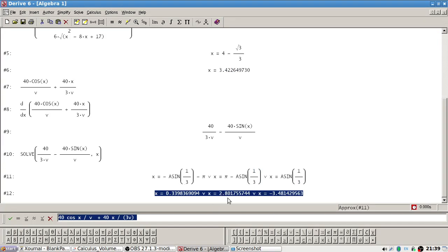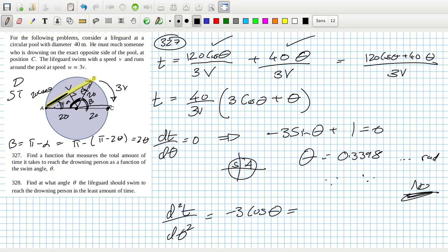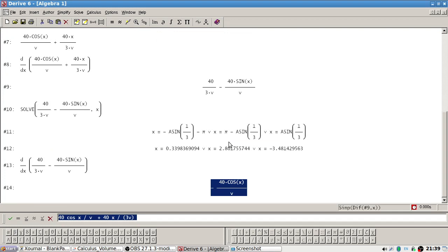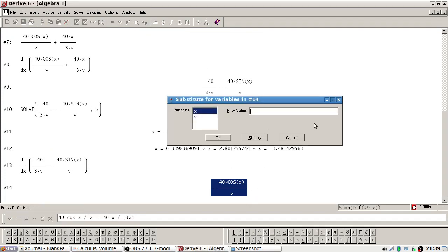That was our second answer. That seems far too big and we can't go negative. It's got to be the smaller answer. So then what's gone wrong now? Let's differentiate again and then sub in 0.3398.